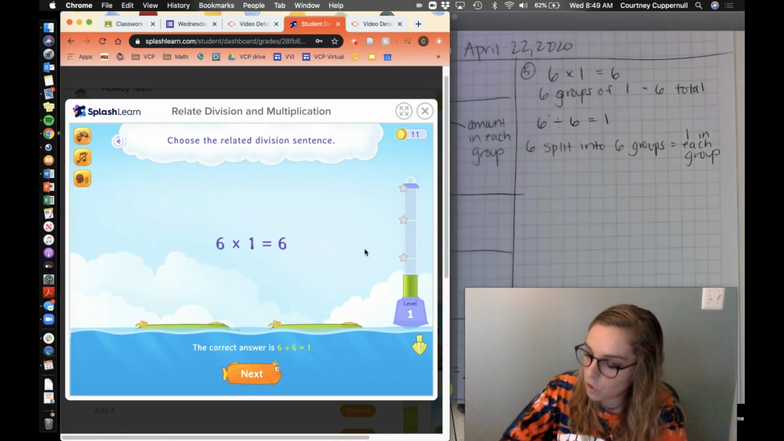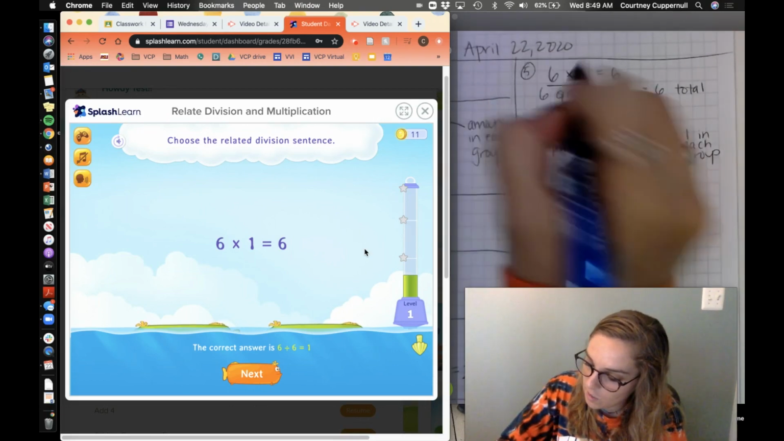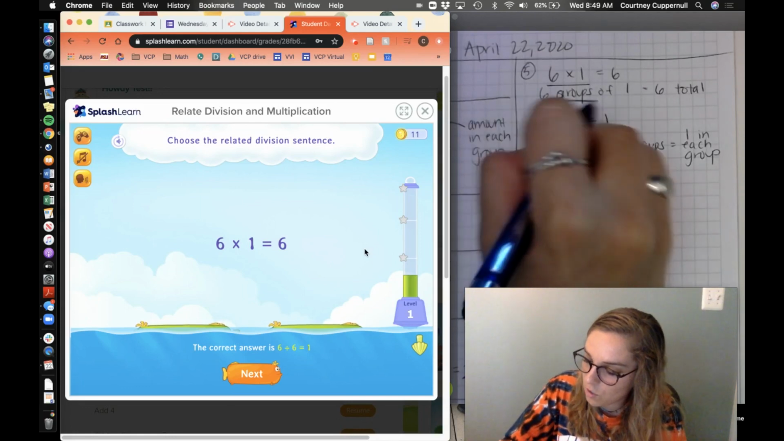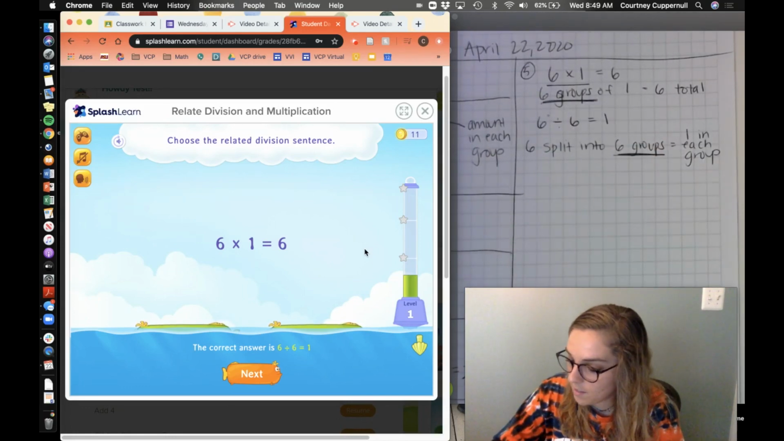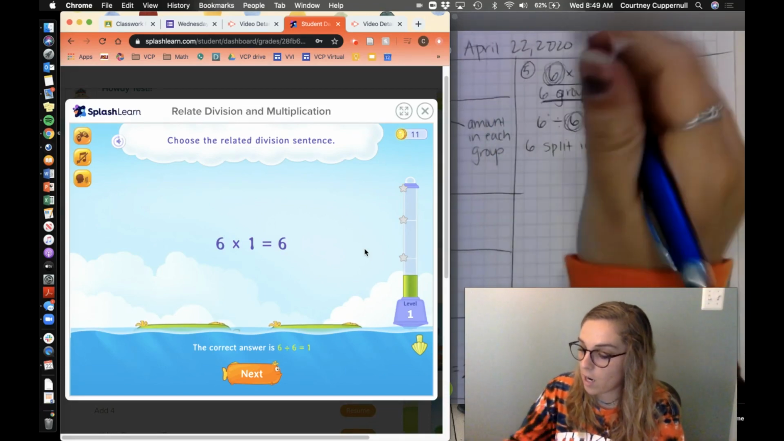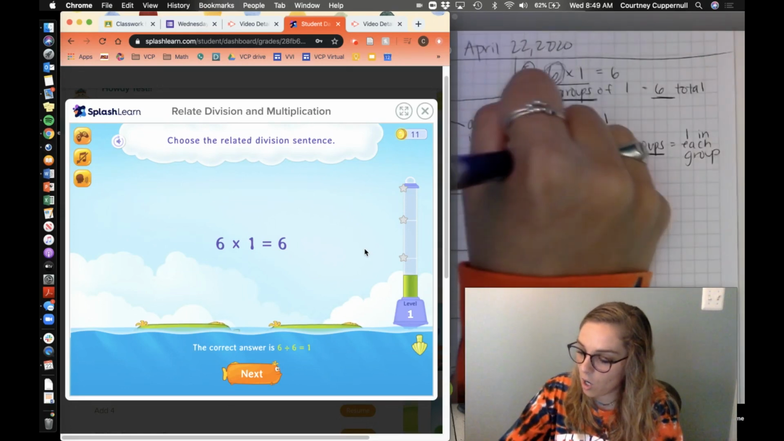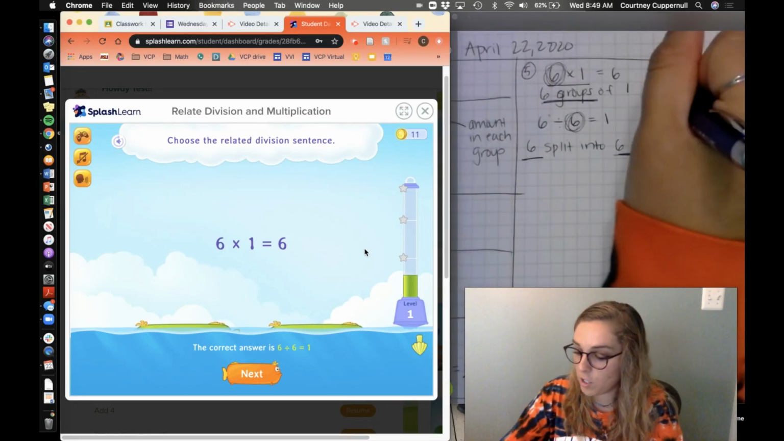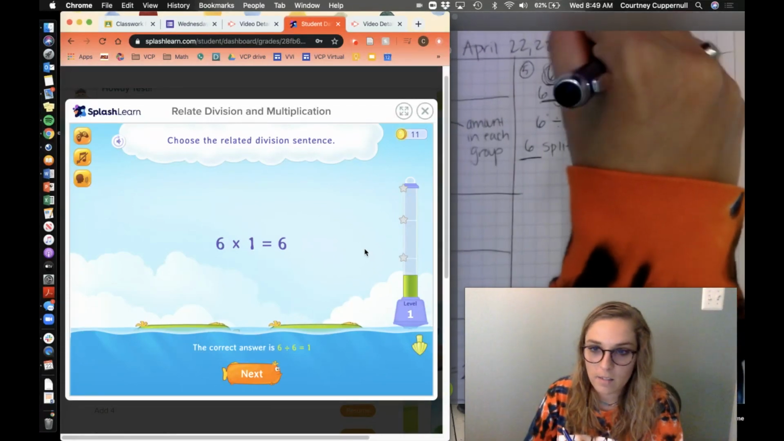For example, 6 groups of 1. I know that means this part here. I see 6 groups. 6 groups is also in my division equation. That's what this 6 is here. That's what this 6 is here. I also see 6 total. Well, my 6 total things are also in my division equation. So I know that this 6 means my product of 6 total things.